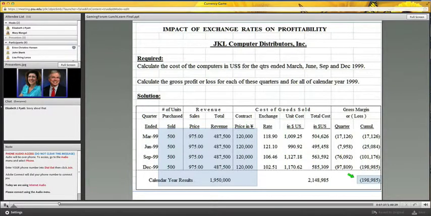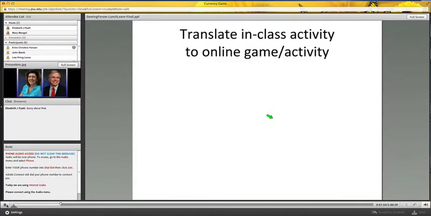And instead of making 100,000 in the first year, I lose 200,000 in the second year. And one question, why? And there's only one variable, and that's exchange rate. So the whole purpose of this exercise is to show students that exchange rates really matter.